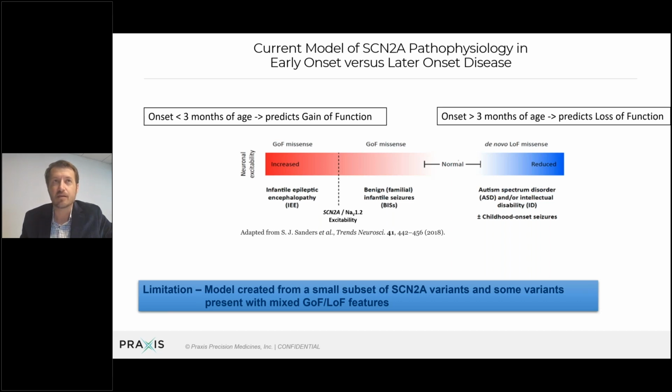Also, as you'll see, if you are doing the typical way of characterizing NaV1.2 variants, which is voltage clamp recordings, there are some variants that have mixed presentations. Some features would predict gain of function, some features would predict loss of function. And so dynamic clamp, as you see, is a way to integrate the gating changes that occur in a way that provides a simple prediction of gain or loss of function.